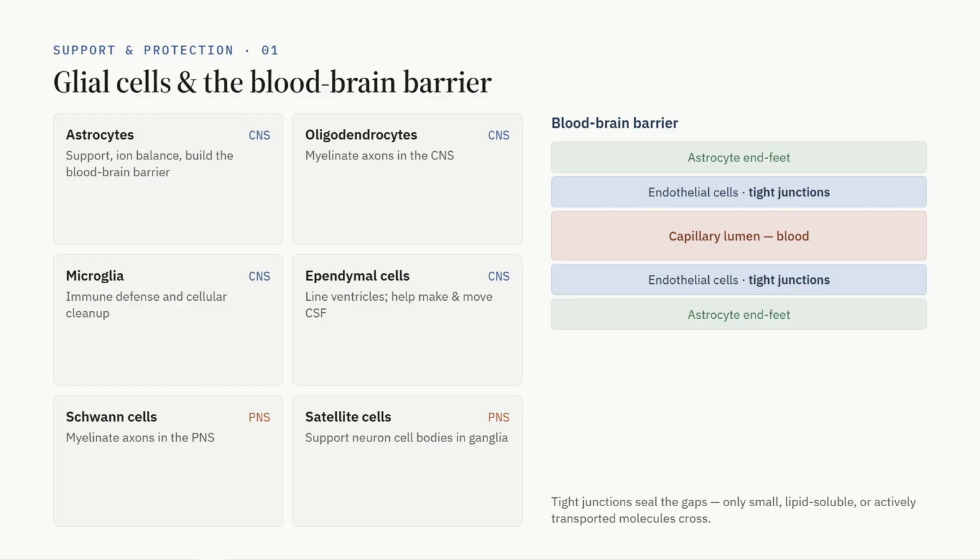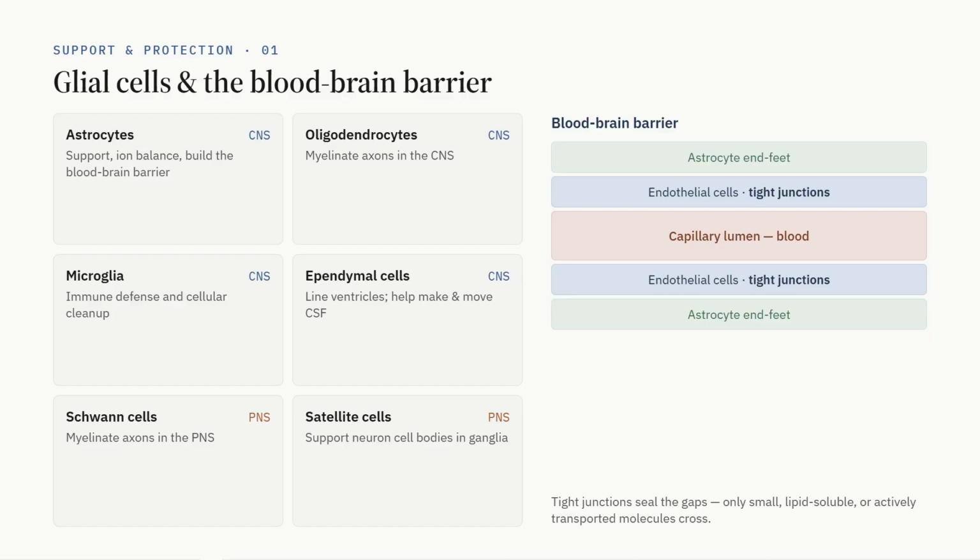Neurons get all the glory, but glial cells actually outnumber them, and they do the essential support work. 6 to know. In the CNS, astrocytes handle support and ion balance and help build the blood-brain barrier. Oligodendrocytes myelinate the axons. Microglia are the immune cells that clean up debris. And ependymal cells line the ventricles and help make cerebrospinal fluid. In the PNS, Schwann cells myelinate axons, and satellite cells support cell bodies in the ganglia.